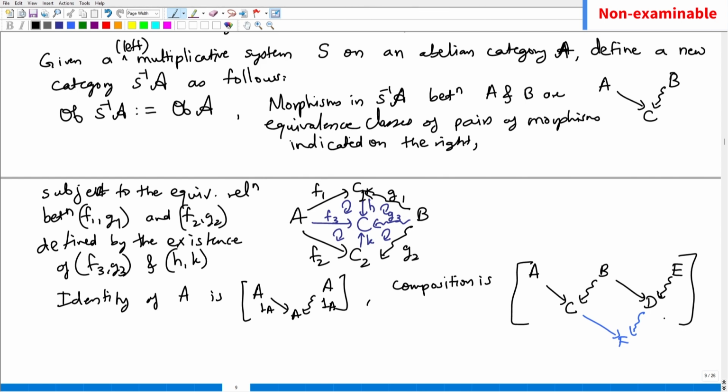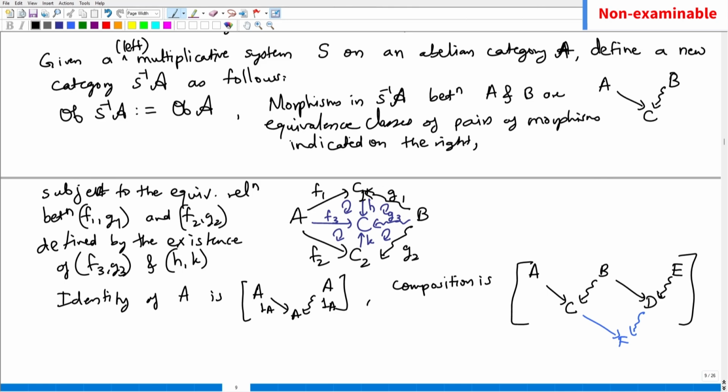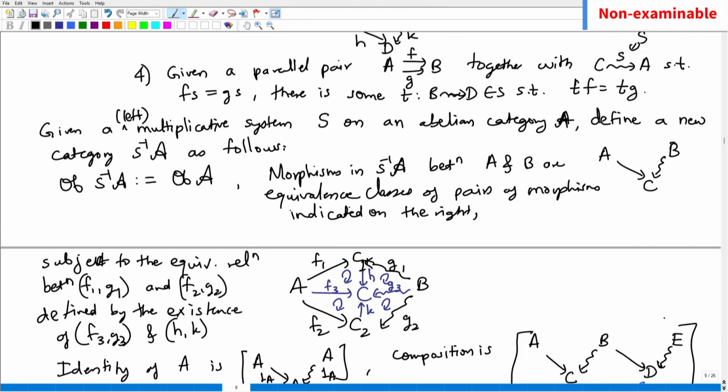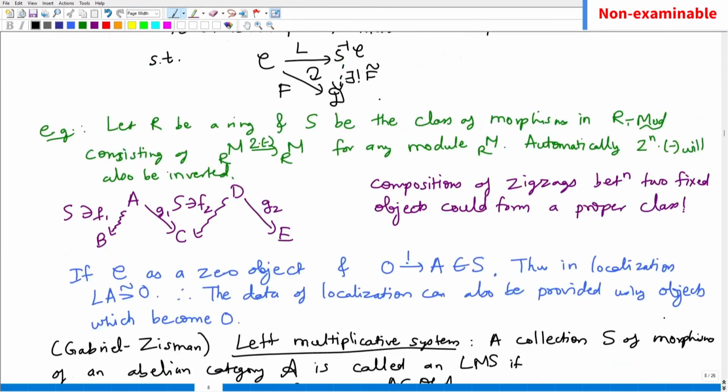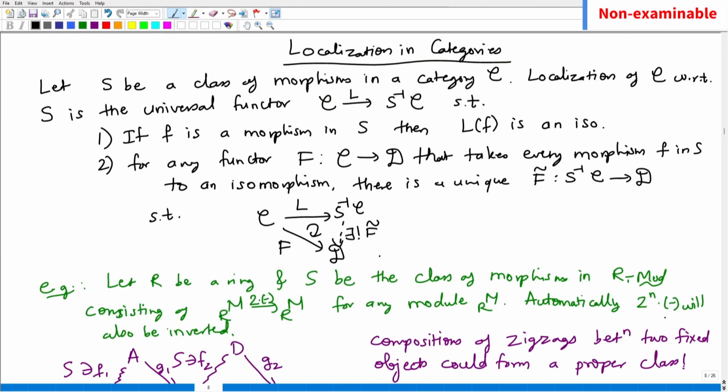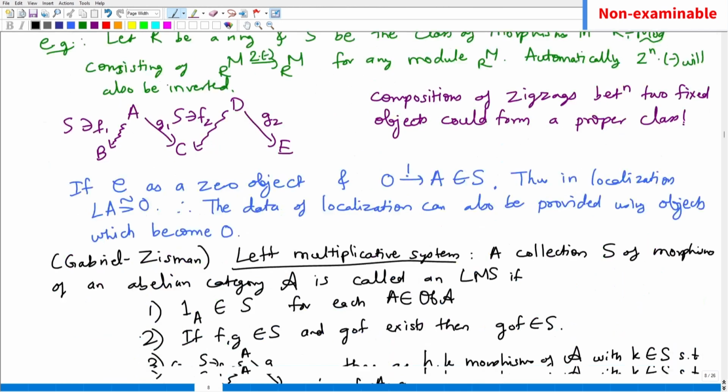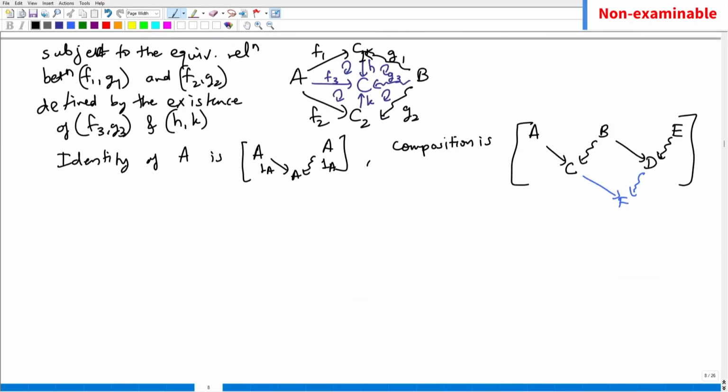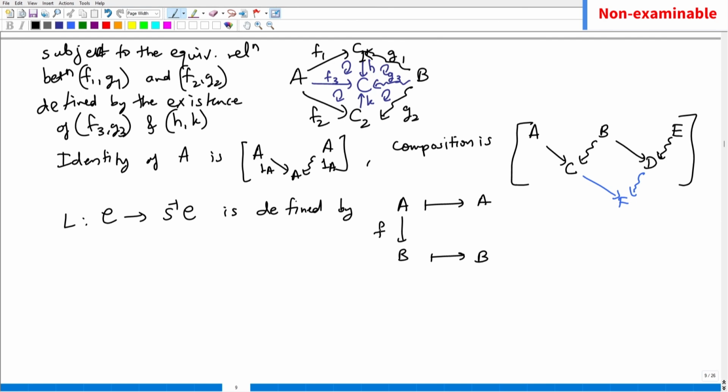Any questions so far? One last thing remaining: we are given S and we constructed S inverse A, which is indeed a category. Can we describe the functor from C to S inverse C, the so-called localization functor L? L from C to S inverse C is defined by A mapping to itself, B mapping to itself, and this F mapping to what?